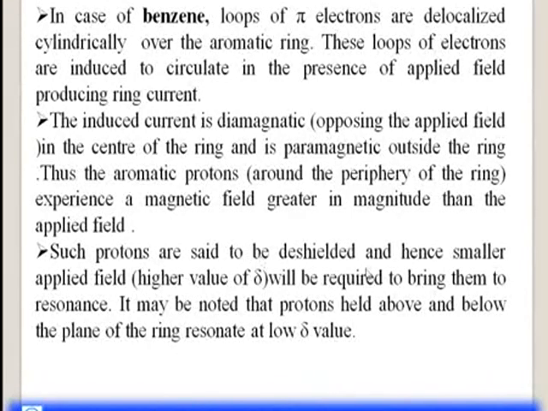Such protons are said to be de-shielded, and hence a smaller applied field will be required to bring them to resonance. It may be noted that protons held above and below the plane of the ring resonate at a low value. So, we have to see the position of protons also, whether they are parallel or perpendicular to the induced magnetic field. When they are parallel, protons held above and below the plane of the ring resonate at a lower value of delta, whereas on the periphery they will resonate at a higher value of delta, or we can say a lower value of applied magnetic field.